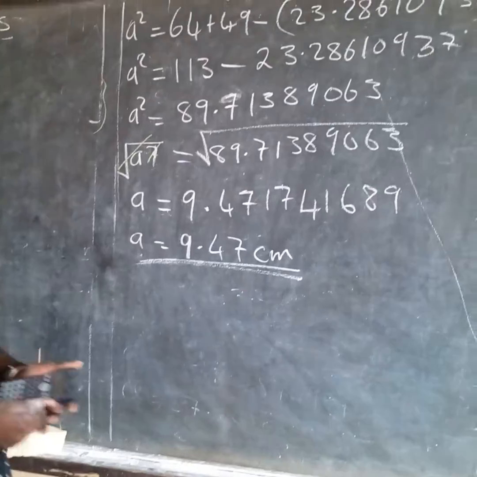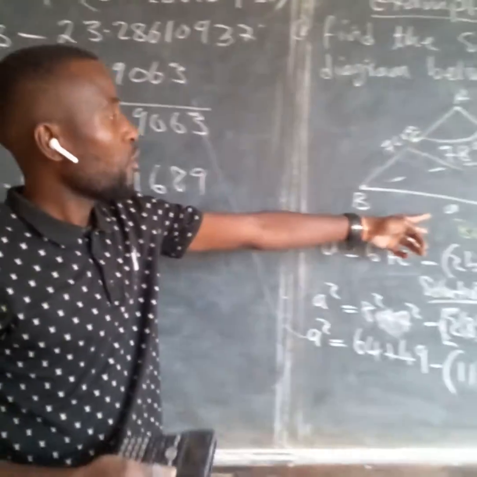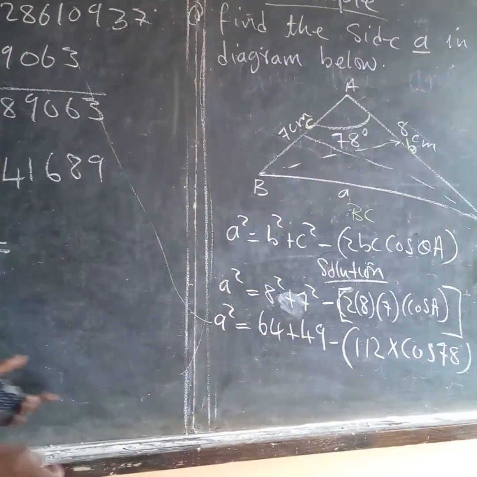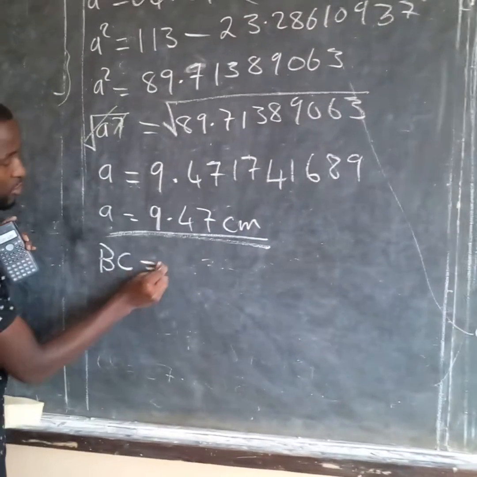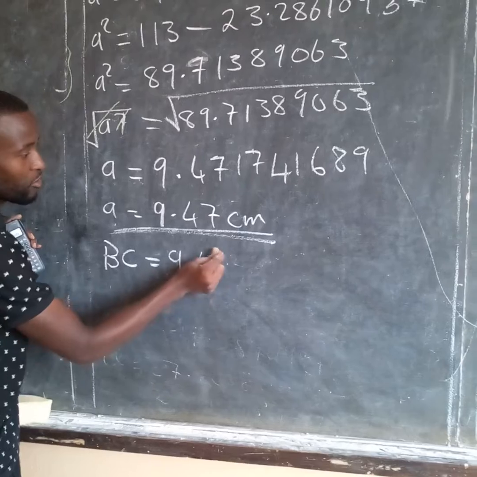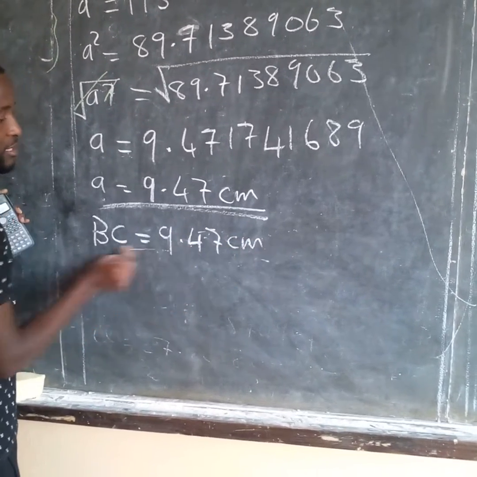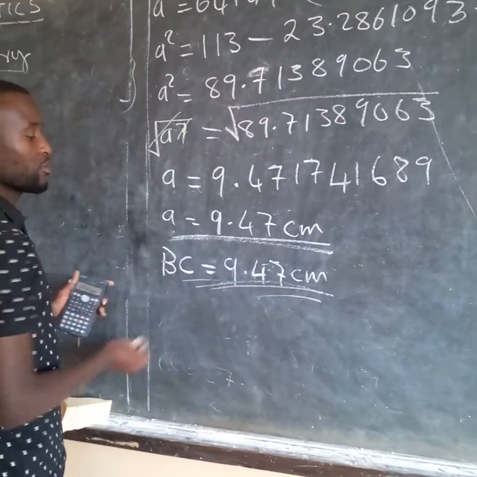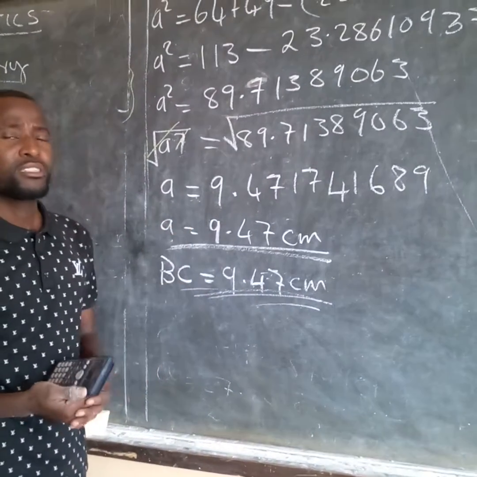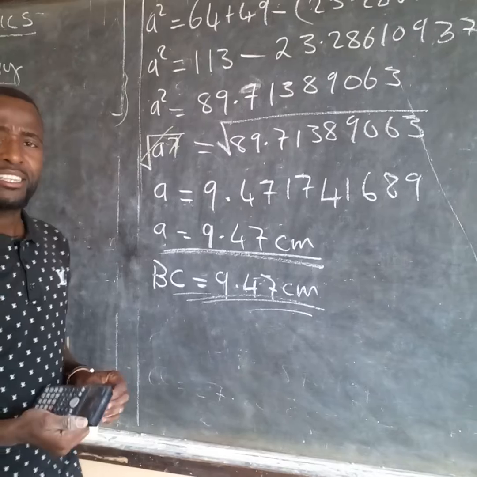So this now will be my final answer. And this will be the side A, or you can say BC. In this case, you can say BC is equal to 9.47 centimeters. That will be it, and this will mark the end of that question. Hopefully you have understood it, and hopefully it is making sense.